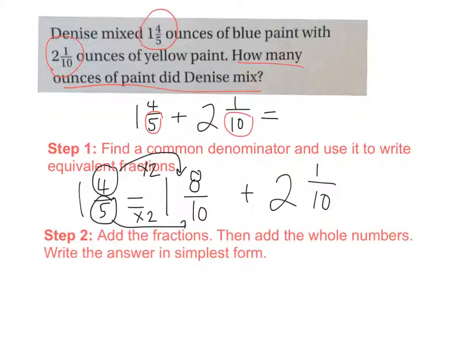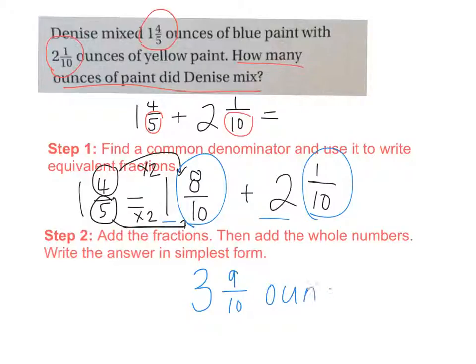Okay, so let's just add the fractions part only. If I have 8/10 and I add another tenth to it, how many tenths do I have altogether? 9/10. Then add the whole numbers. What's 1 plus 2? 3. Then we have to check to make sure our answer is in simplest form. Is 3 9/10 in simplest form? We have to, of course, remember to write our units. What is our units in this problem? Rashika? Ounces. So my final answer would be 3 9/10 ounces.